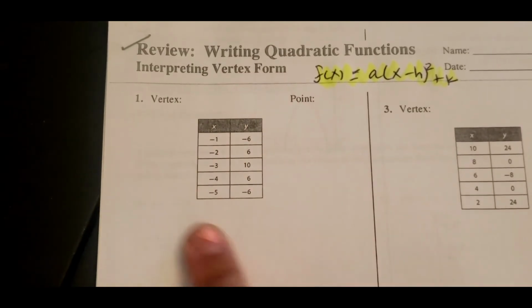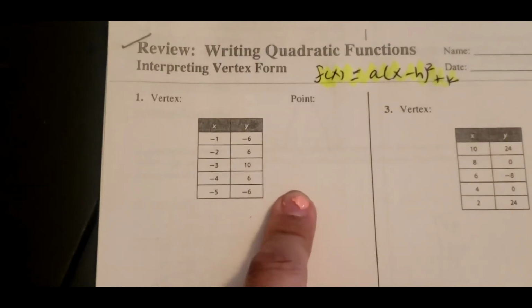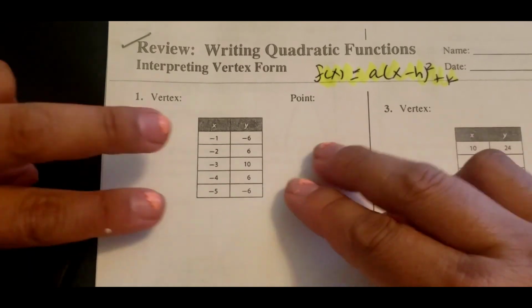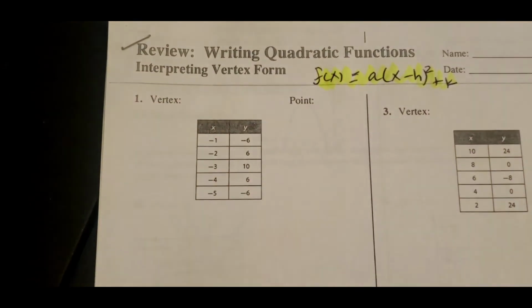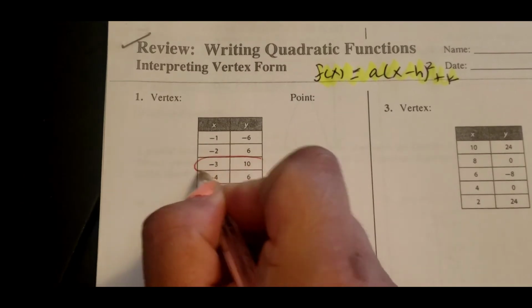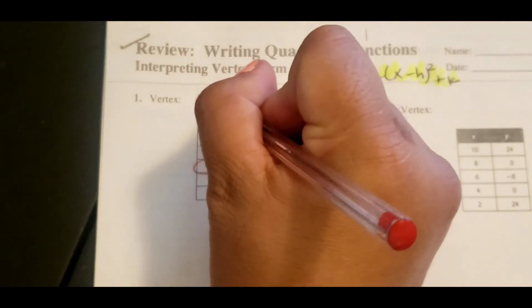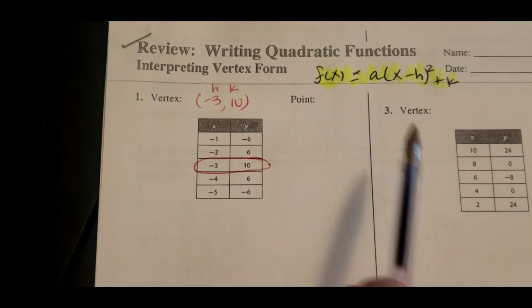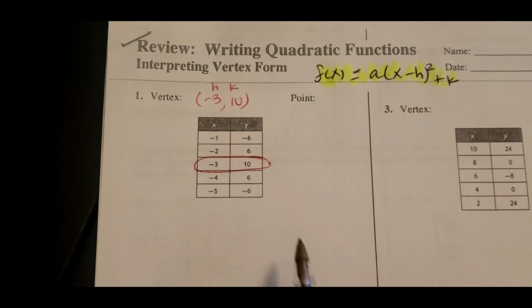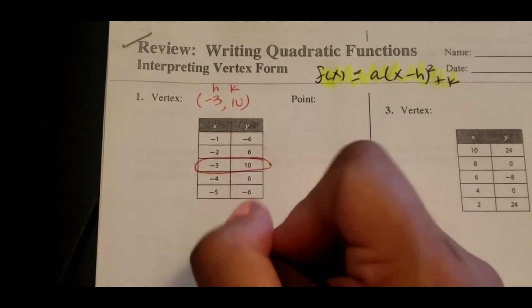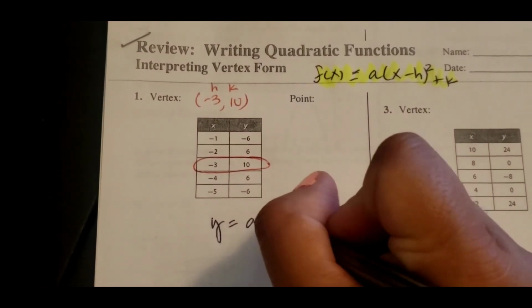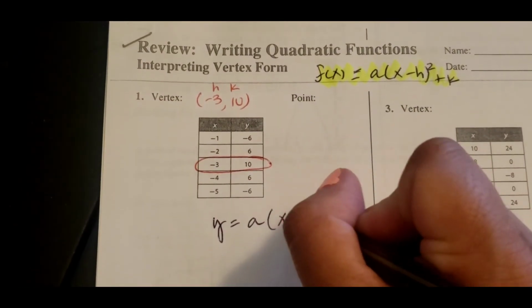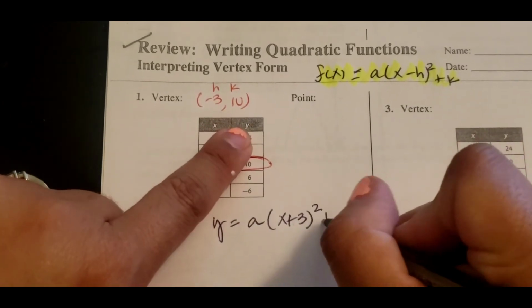Just by looking at number 1, you should already know what your vertex is. If you recall, we have 5 values, and your values here are symmetrical. Your vertex should be the one right in the middle. So your vertex is going to be -3, 10. So that's your h and your k, okay? Remember, we do the same thing. We're just missing the a, so we're going to solve for a. So you're going to write it as y equals a times x. Again, it's negative, so when I plug it in here, it should be +3 squared plus 10.